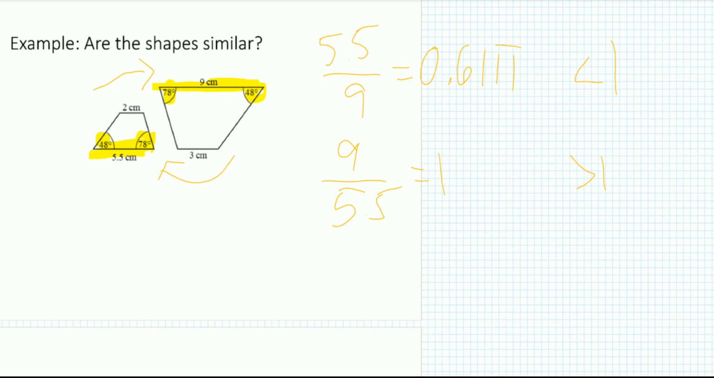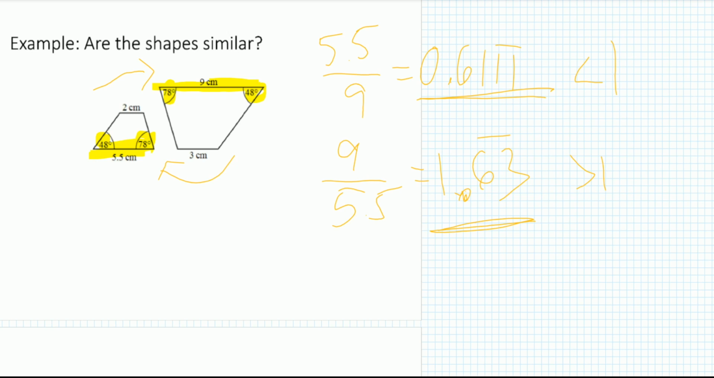then we get 1.63 with the little bar again on top. All right, so just understanding the difference between them, right? This one here, the one that's less than 1, this would be the scale factor for going from the big shape to the small shape. 1.63, that is the scale factor from going from the small shape to the big shape. Okay, so now there you go.